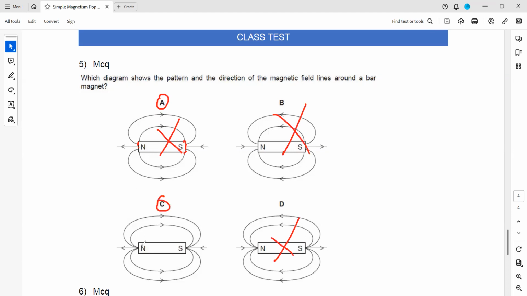Why is C the right answer? Because the field lines are very close to each other, which shows a very strong magnetic field at the poles. And as we move away from the pole, the spacing between the field lines starts to increase. Looking at this pattern and the direction, the direction for A is also correct. But why is the pattern wrong? Because near the poles, the field lines should be closer, showing a stronger magnetic field.